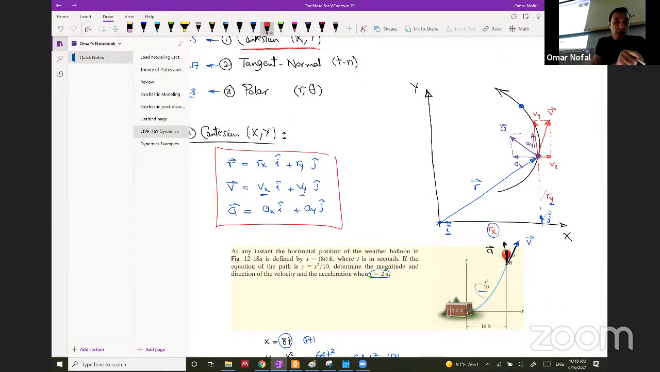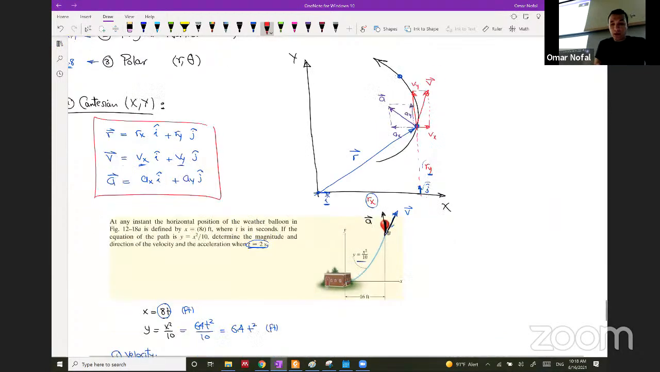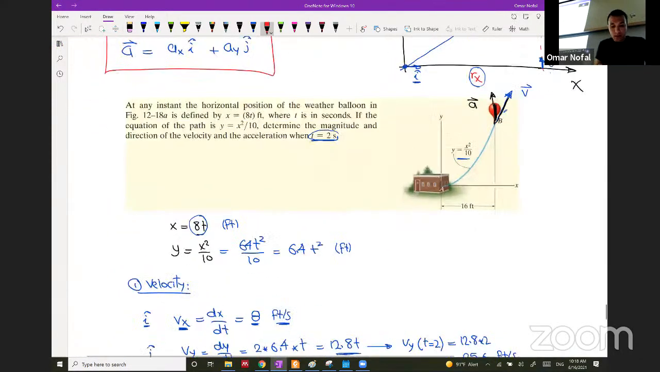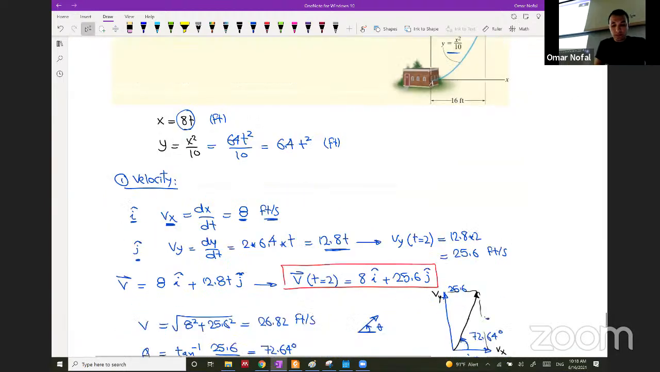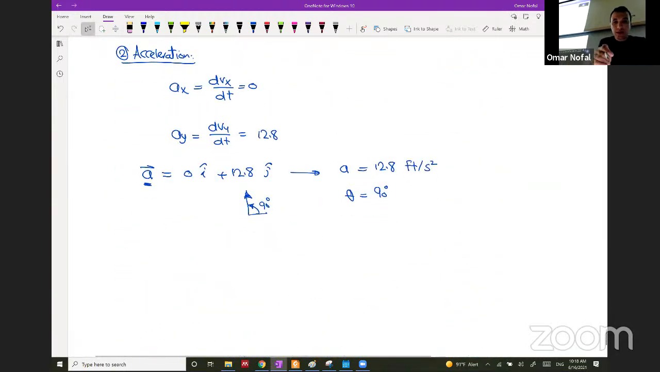Okay, so this will take us to the next section in our class today, which is projectile motion. Projectile motion is one of the applications of the Cartesian coordinate system.